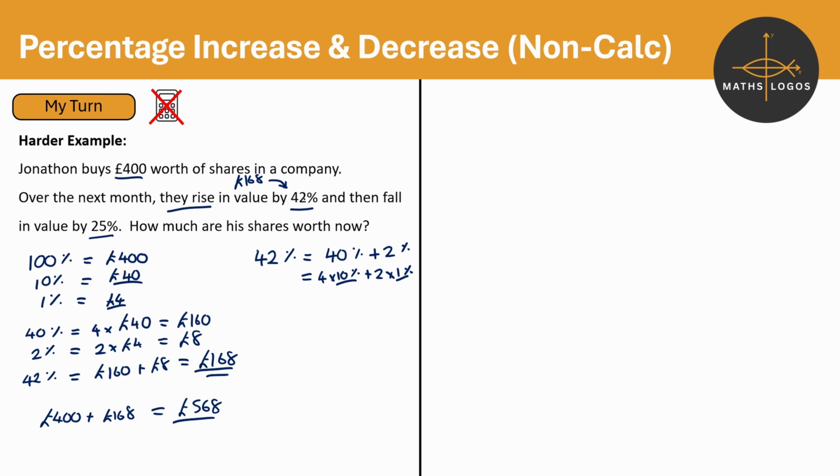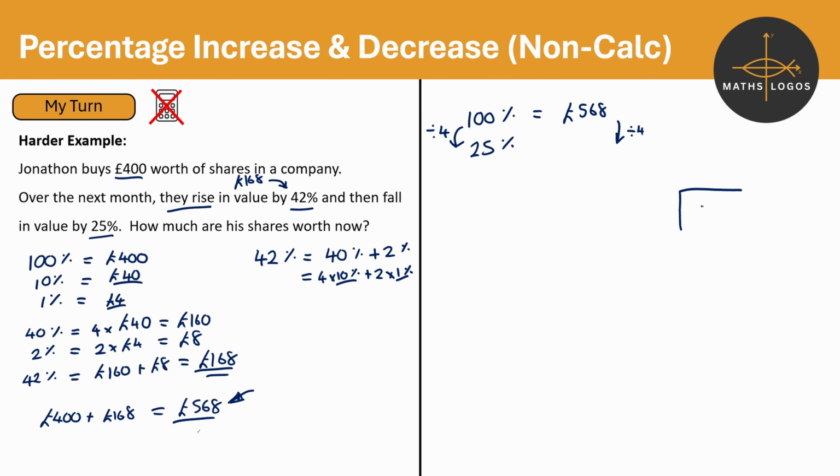They rise in value by 42%, we've done that, and then fall in value by 25%. So we need to work out 25% of this. We'll say 100% is equal to the £568. And then we need to work out 25%. Remember, to do that, we divide by 4. So let's divide that by 4.